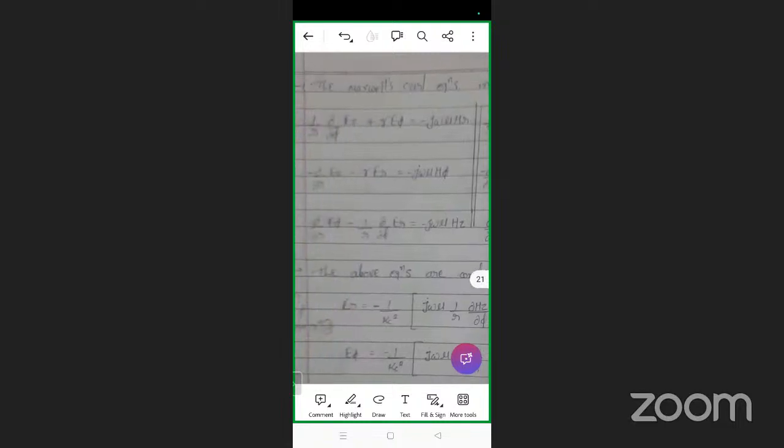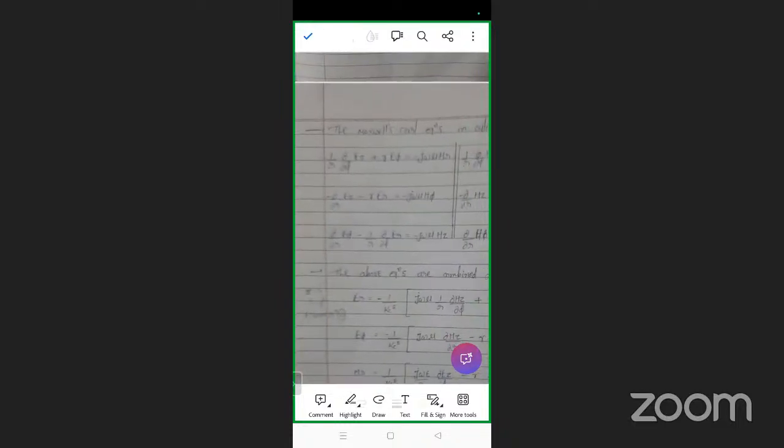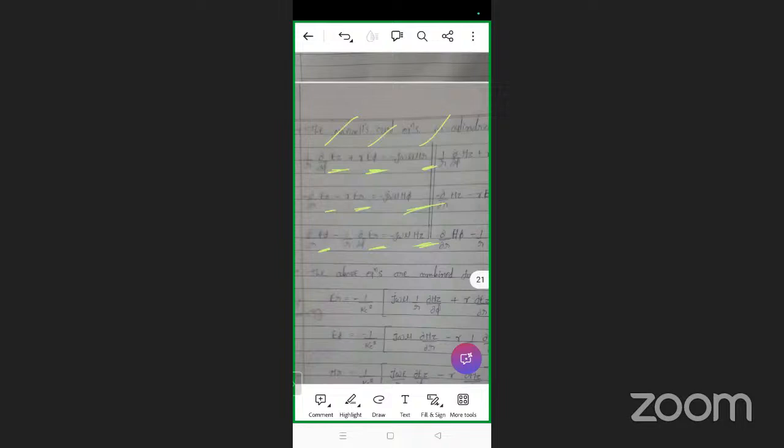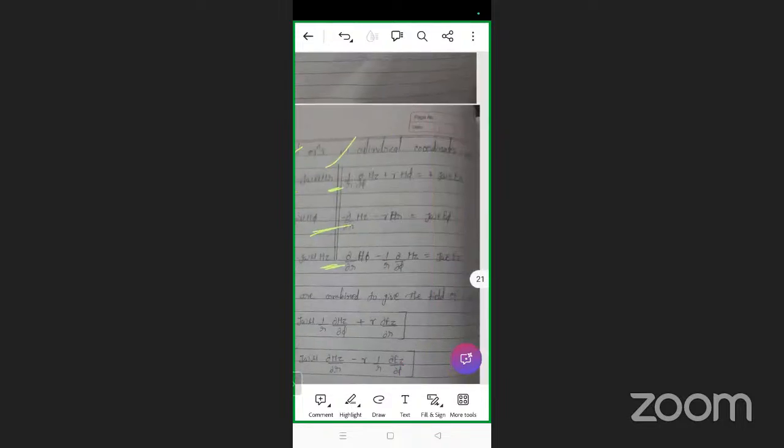See, for the first equation, in the LHS what do you have, and in the RHS what do you have? LHS is the Z component and phi component. In the RHS we have the R component. And see the second equation: Z and R are in the LHS, phi is in the RHS. And the third one: phi and R are in the LHS, Hz is in the RHS. Now these three are the electric field equations. Now the remaining three magnetic field equations.